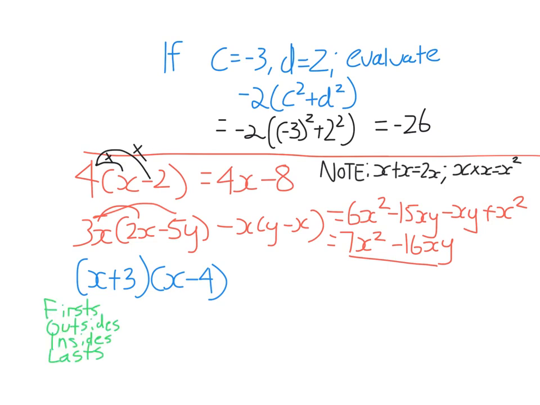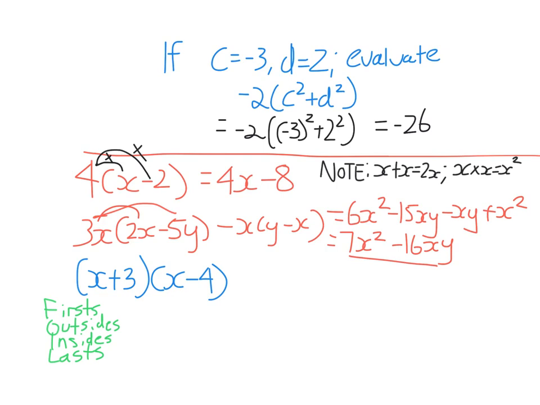So the FOIL method just tells you what to multiply. It helps you keep track. We do the first thing in each bracket, the thing on the outside of each bracket, the thing on the inside of each bracket, and then the thing that's last in each bracket. The idea is we need to multiply everything in the first bracket by everything in the second bracket.